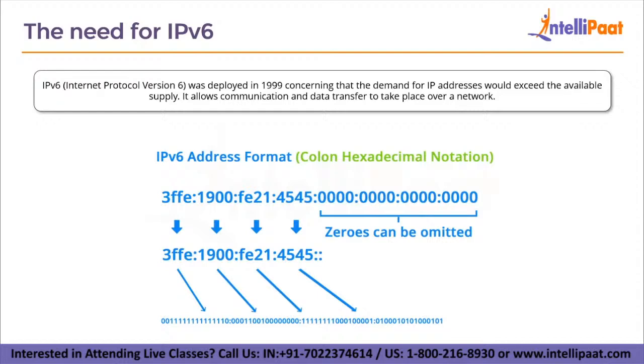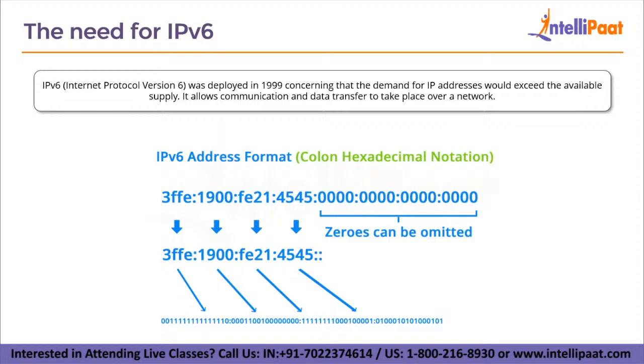IPv6 was deployed in 1999, out of concern that the demand for IP addresses would exceed the available supply. It allows communication and data transfer to take place over a network. IPv6 is a 128-bit IP address which supports 2 to the power of 128 internet addresses in total. The use of IPv6 not only solves the problem of limited network addresses, but also removes the barriers for multiple access devices to connect to the internet. IPv4 has this problem of connecting multiple access devices, so IPv6 also solves this issue.